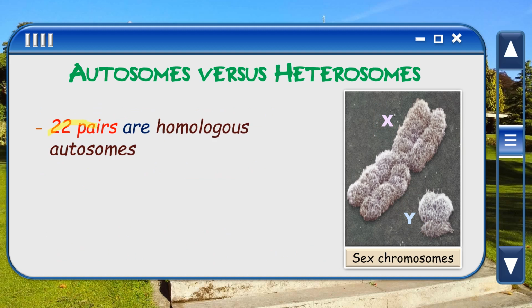22 of these pairs are homologous autosomes. Homologous means that each pair is the same. Autosome means that these are pairs which are not concerned with sex determination.